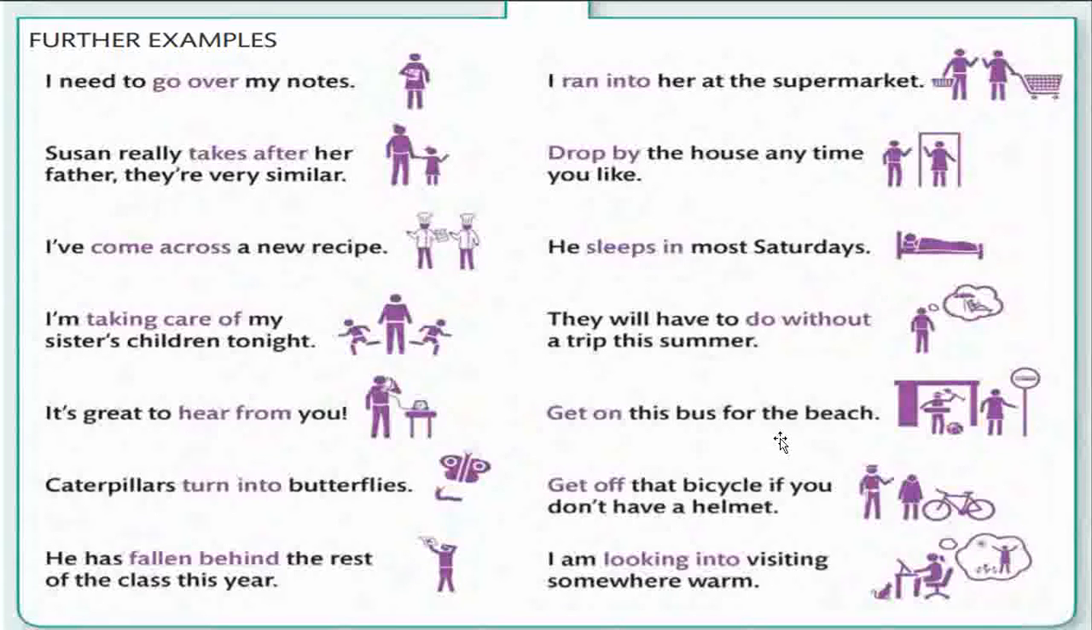Get on the bus for the beach. That means to board the bus. Get off that bicycle if you don't have a helmet. That means to step down from the bicycle. I'm looking into visiting somewhere warm. That means pondering on some idea. These are the meanings of the phrasal verbs that we have understood so far or discovered. Requesting the students to pause the video at this time and construct sentences using the phrasal verbs given on screen.